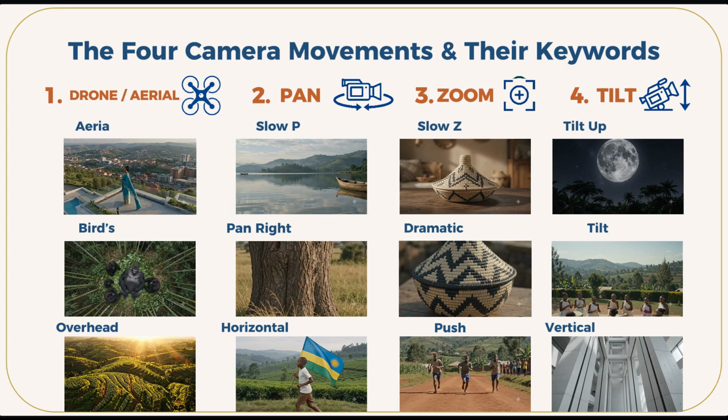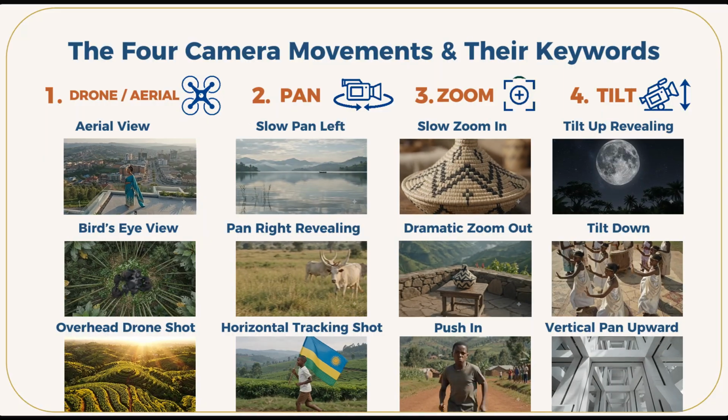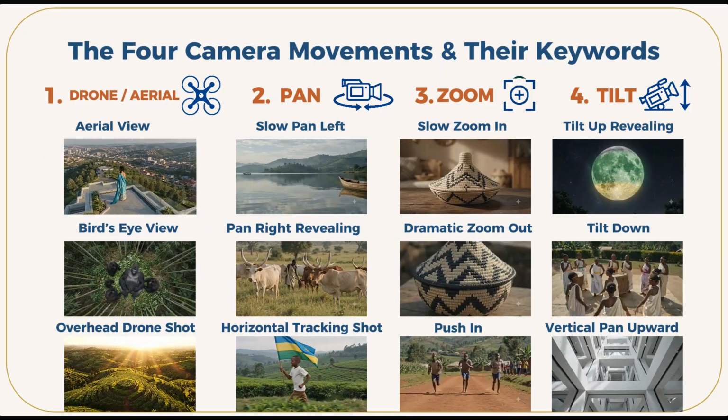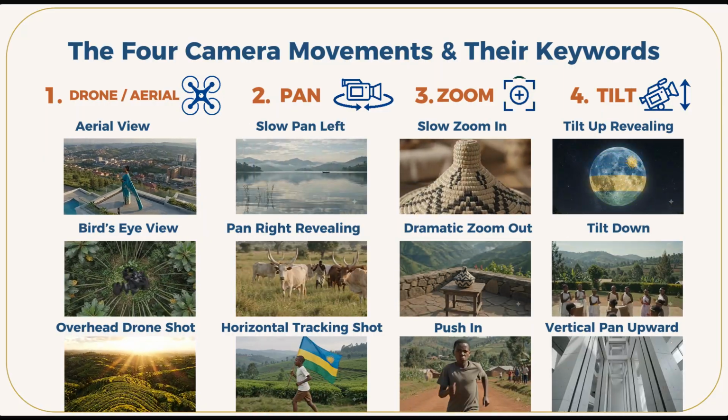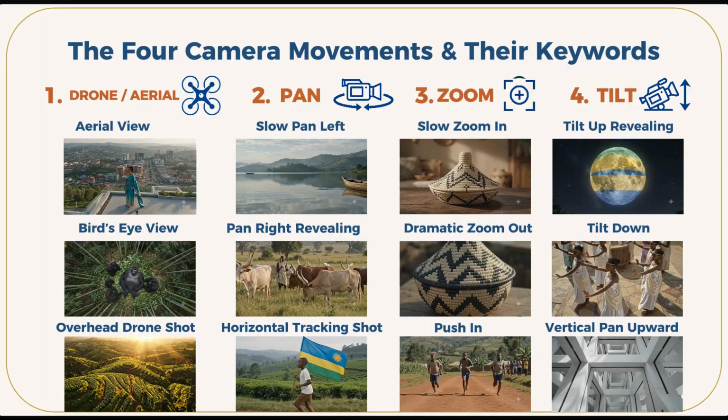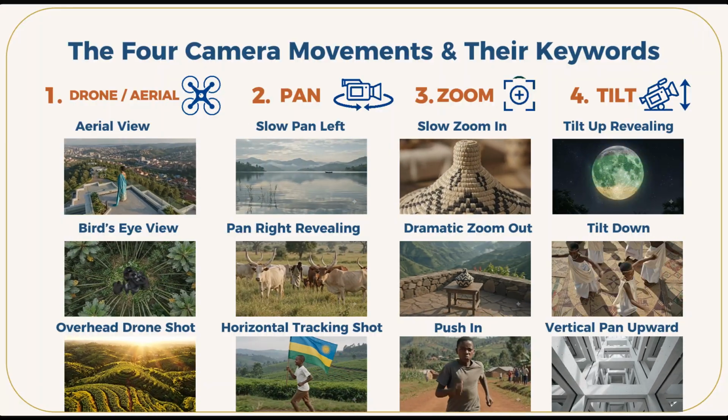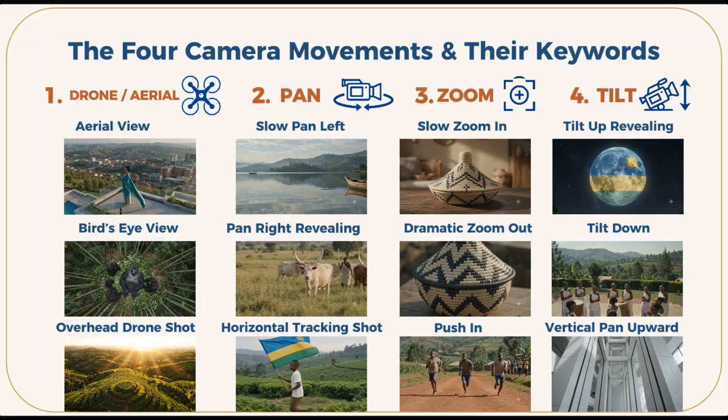Let us recap. Camera movement transforms a static clip into a directed scene. 4 movements: drone, pan, zoom, tilt, each controlled by specific prompt keywords. 1 movement per prompt, 1 intention per shot.